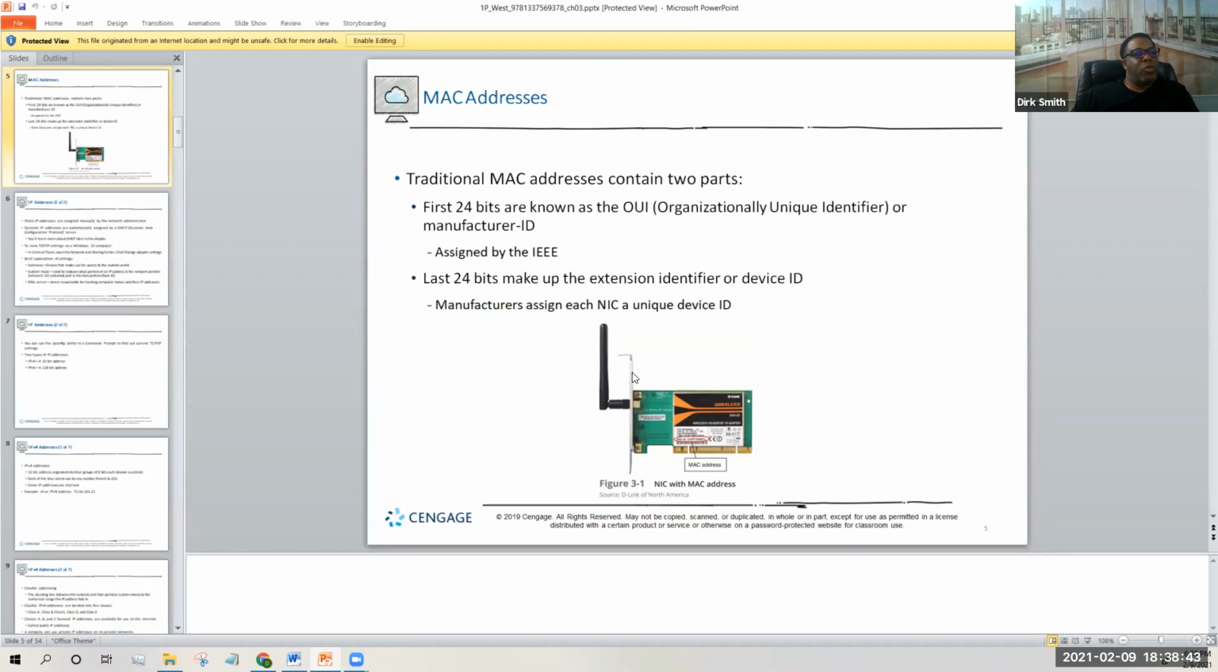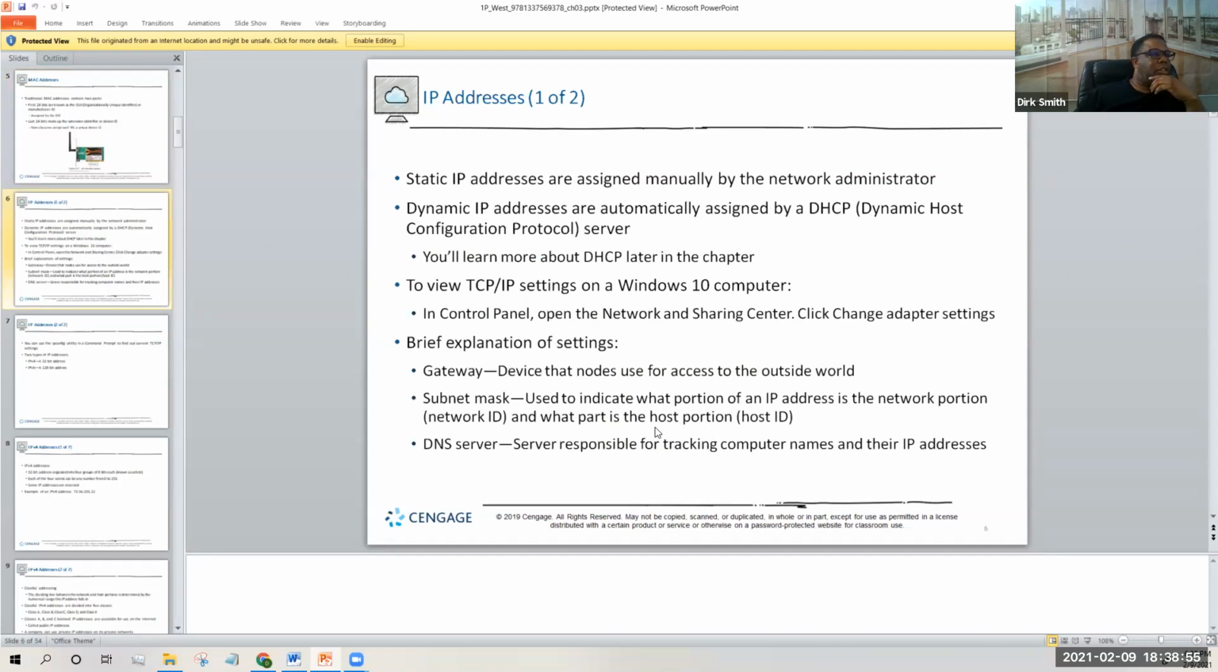So, the reason why they do this is because they want to make sure that no two network cards on the network have the same identification number. So they came up with that scheme. So a static IP, you probably heard the term static IP address. This is something that the network administrator will assign.